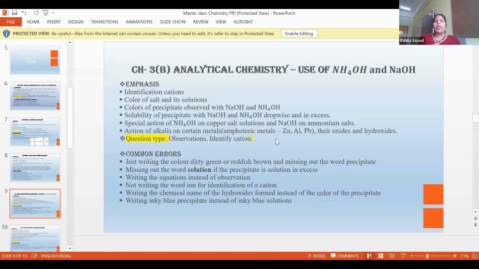Then writing inky blue precipitate instead of inky blue solution. First pale blue PPT is formed. Then when you add excess, what happens? It turns to an inky blue solution. If you write inky blue PPT, no marks. Because the pale blue PPT dissolves to give you an inky blue solution.